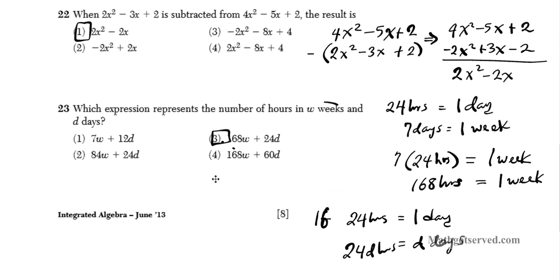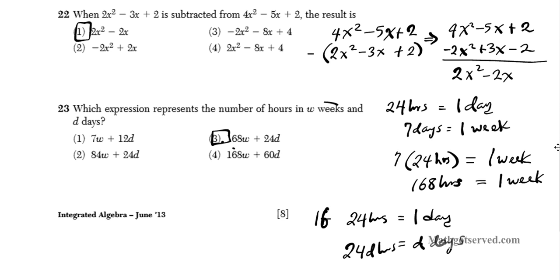In 23, you're asked to find how many hours there are in W weeks and D days. So basically, you find a relationship between the number of hours in a day and the number of hours in a week. Since you have 24 hours in a day, you're going to have 24D hours in D days. There are 7 days in a week. If you have 24 hours in a day, that means you have 7 times 24 hours in a week.